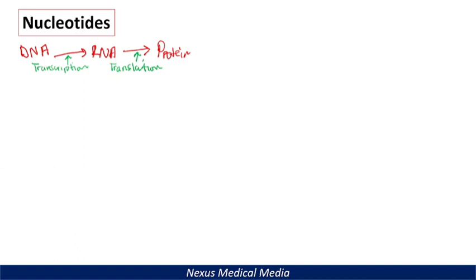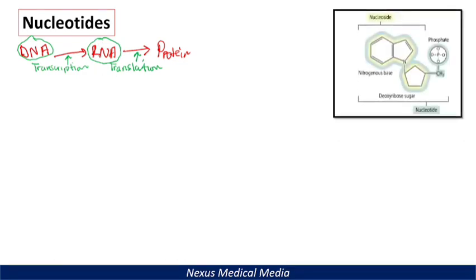Right, so one more time, what are nucleotides? These are the building blocks of nucleic acids. The nucleic acids are DNA and RNA. These are the ones we are talking about. Right, so first, if you look here, there is a basic structure of a nucleotide. A nucleotide is made up of how many things? 3 things. A nitrogenous base, which is here.